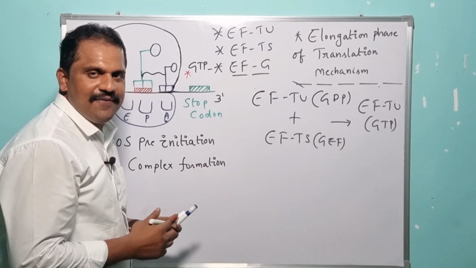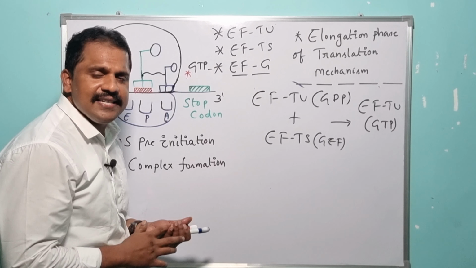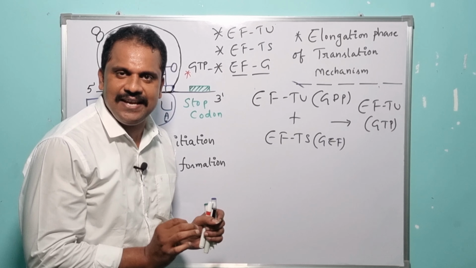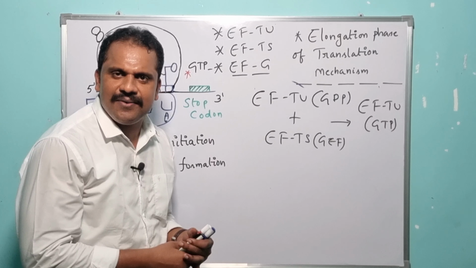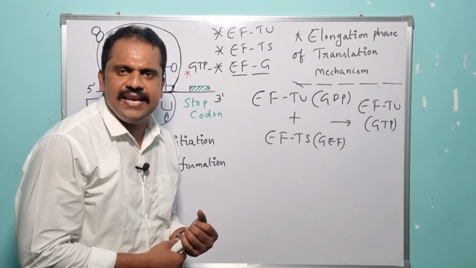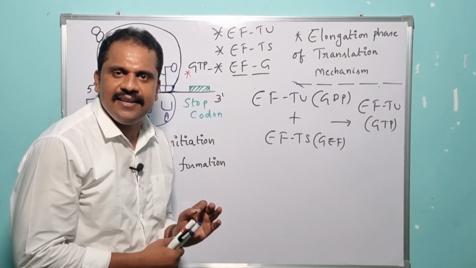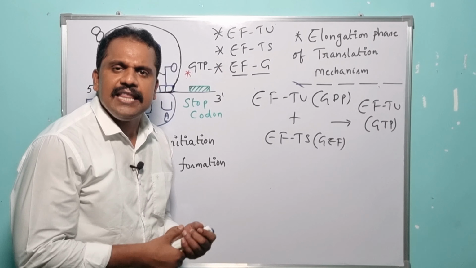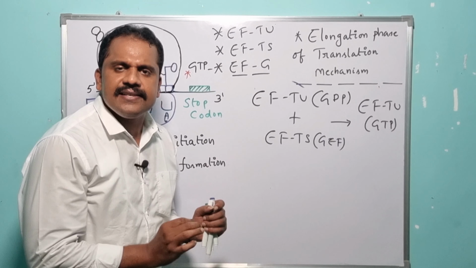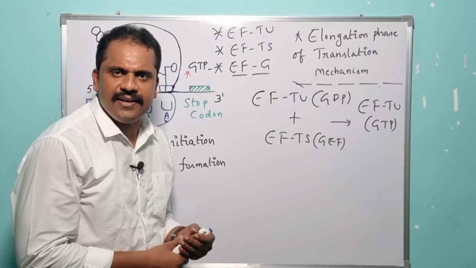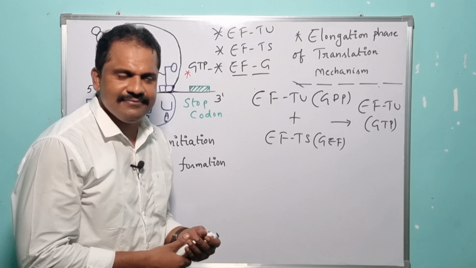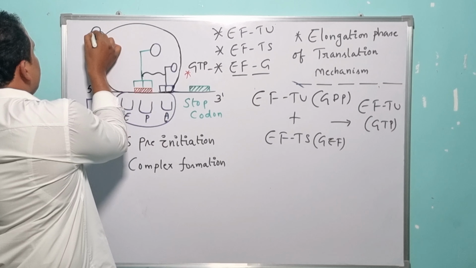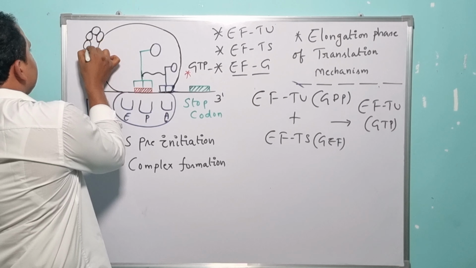So once EFTU acquires its GTP conformation, or its active conformation, the specific EFTU is again capable of recruiting the amino acid tRNA to the A site of the ribosome, and again it leads to the activation of peptide bond formation between the peptidyl tRNA encoding amino acid and the amino acid tRNA encoding amino acid. Is it okay? So let me present it here. Peptide bond formation again took place here, right?